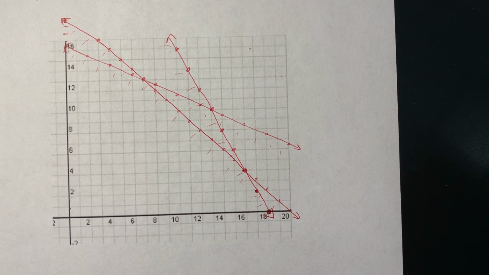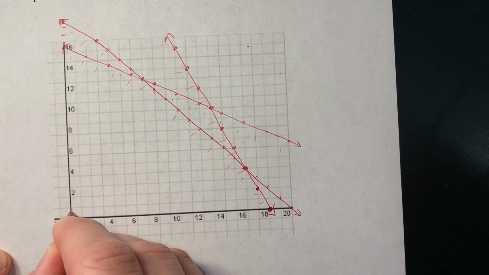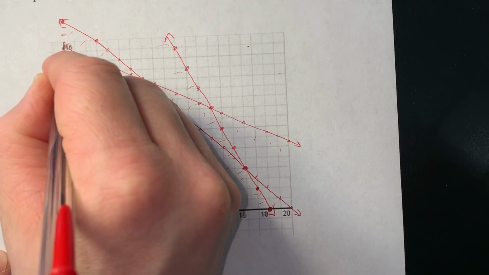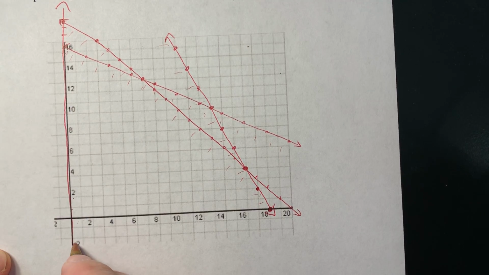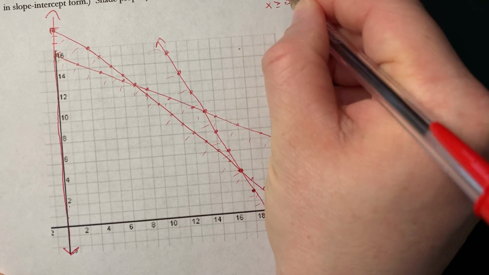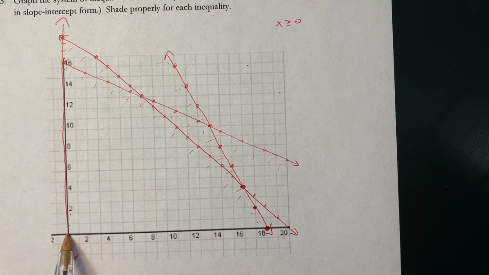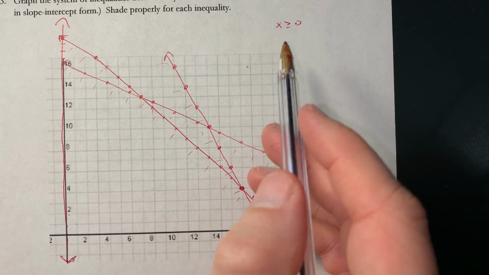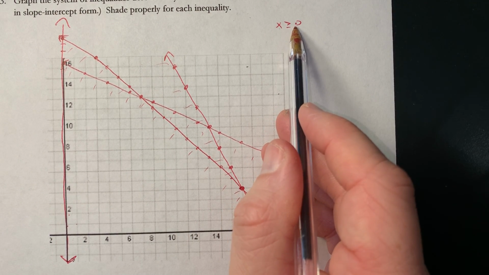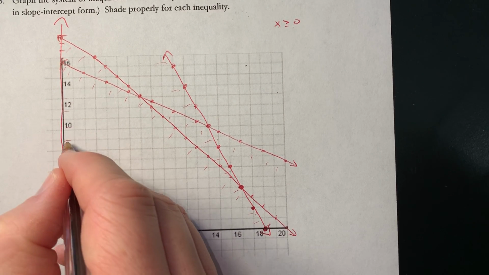One was x is greater than or equal to 0. That's a vertical line right here. Now I can't test the origin on this one, because the origin is on the line. So I'll test (1, 1). If I put in a 1 for x, 1 is greater than or equal to 0. That's true. So this one shades toward (1, 1).